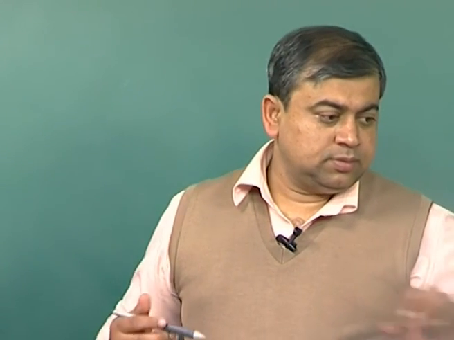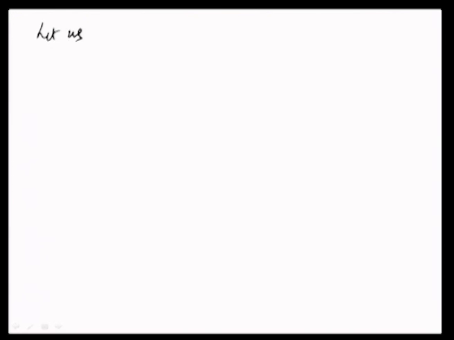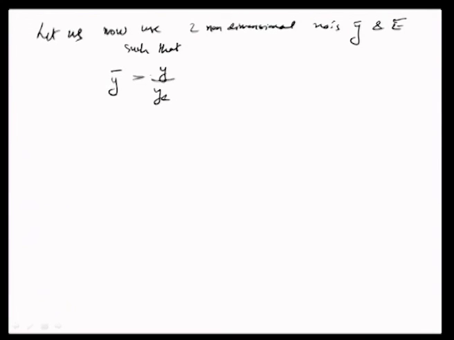So, let us now use two non-dimensional numbers, y dash and t dash, such that the value of y dash is represented as the actual y divided by the equilibrium gap. In other words, this gives an idea of how many times the equilibrium gap is the gap between the tool and the workpiece at a certain instance of time.